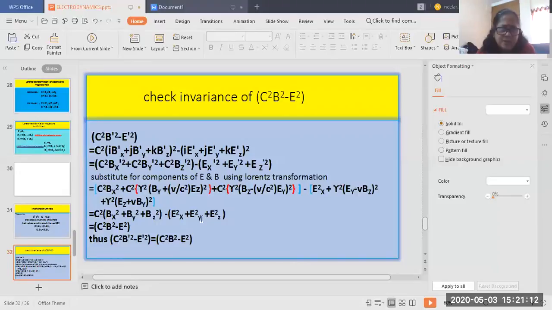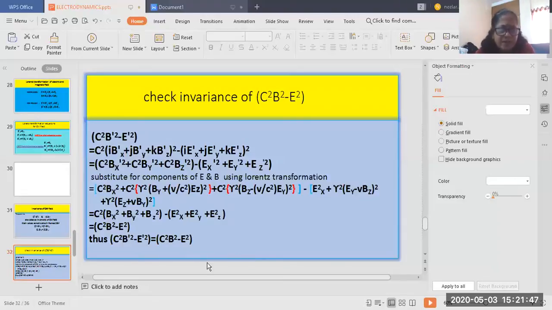And similarly this one is e dot e, that is e square. So that means the whole thing is nothing but c square b square minus e square. Okay, so from where we started? We started with this bracket, that is c square b dash square minus e dash square. So now we ended up at c square b square minus e square. That means this value is equal to this value. So we have proved the identity.